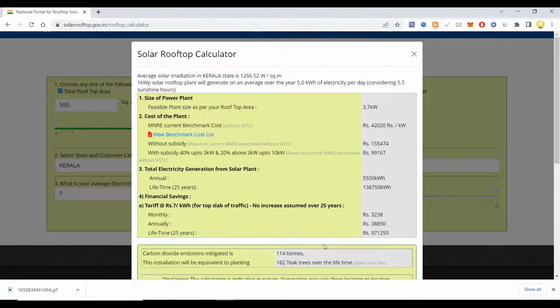So this is how you use the rooftop solar calculator. I hope this information is useful. Thank you very much.